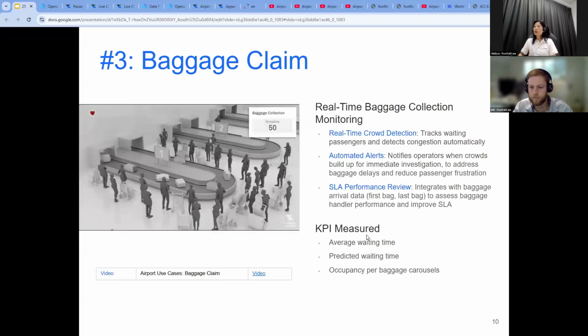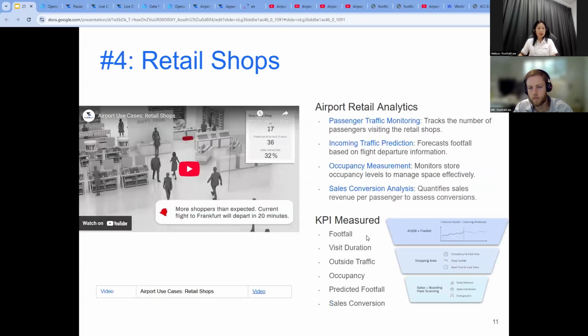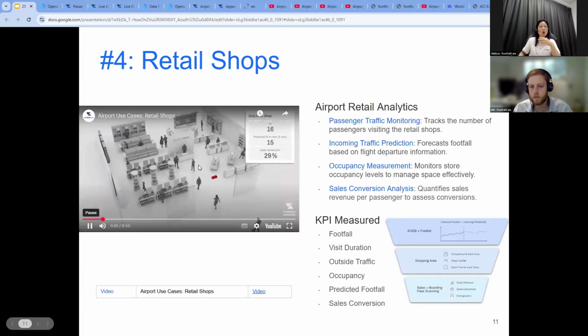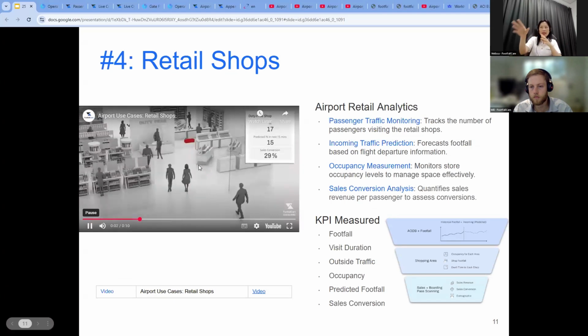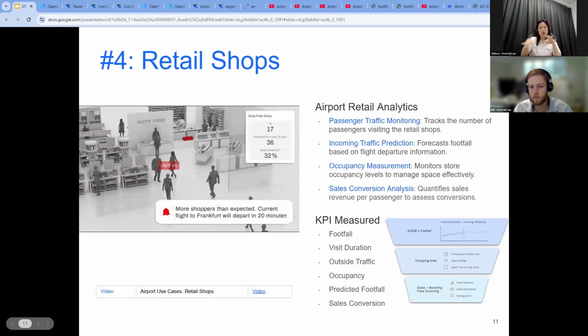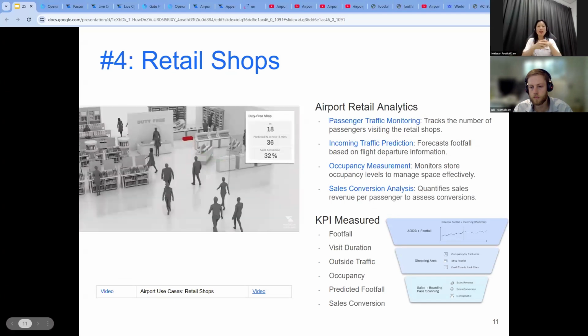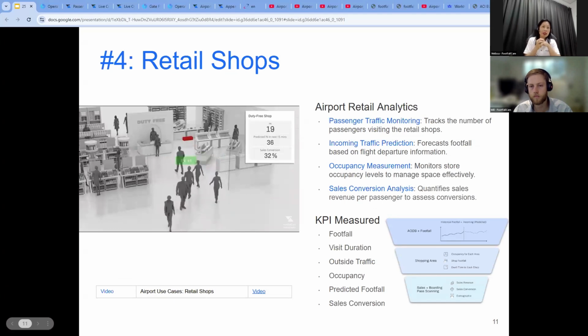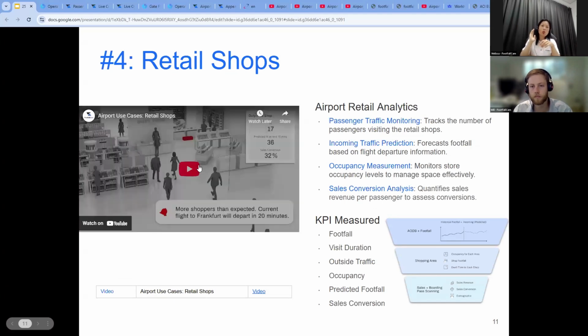Now let's move on to the retail zone, which is a high-value area for the airport's non-aeronautical revenue. Using a combination of Bluetooth tracking and video analytics, we can monitor which passengers visit which shops, how long they stay inside the shop or in the retail area, and even identify the gaps in engagement, whether passengers walked past outside but didn't enter.